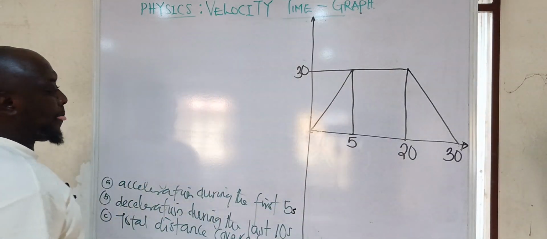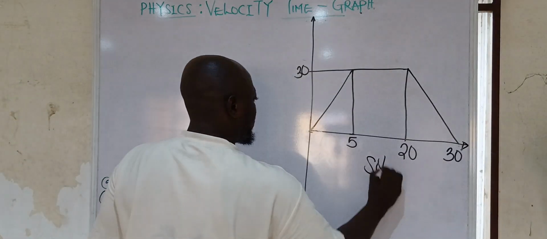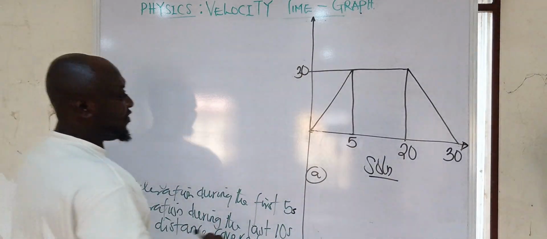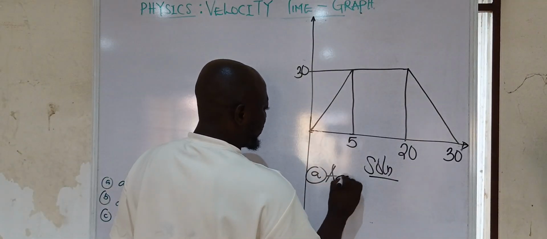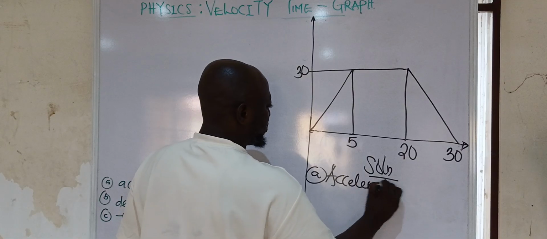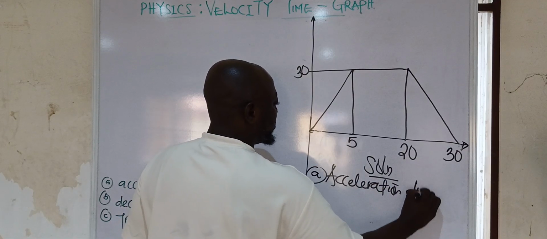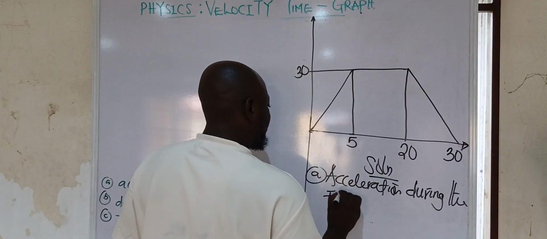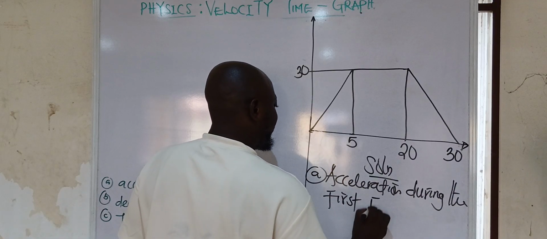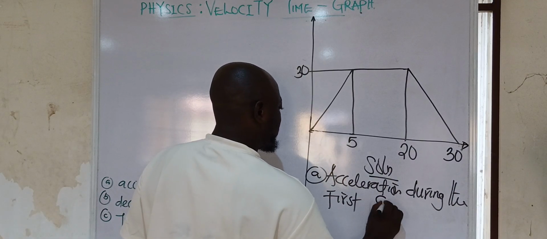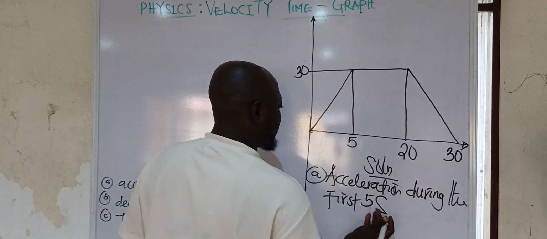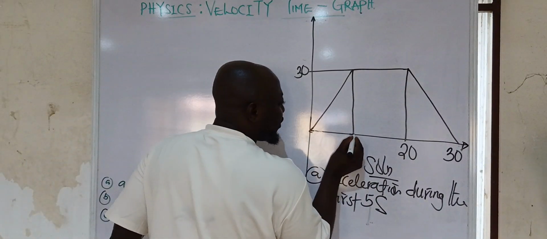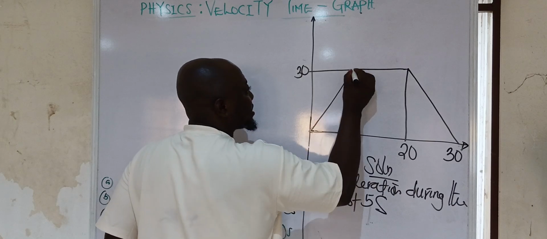So now, solution, please. So I have A. The acceleration during the first 5 seconds is what I want to calculate now. Acceleration during the first 5 seconds. So this is it. Now, what do we do? This is what they're telling us to calculate now. This diagram. That's what they're asking us to calculate.